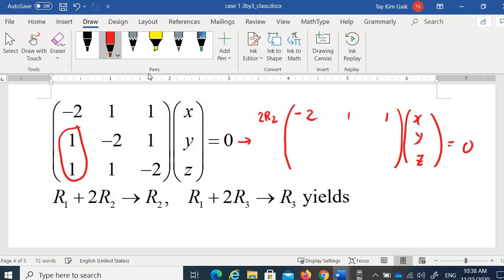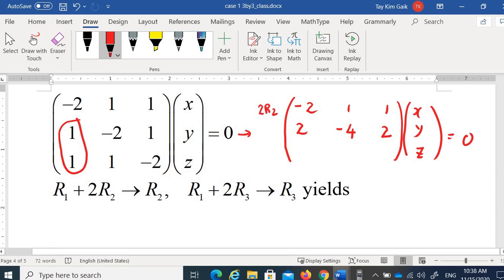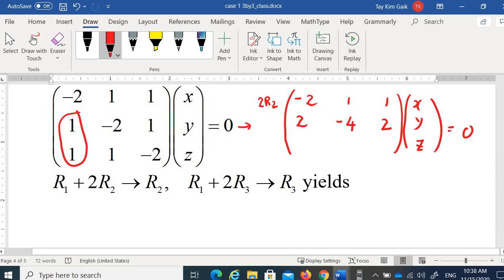If I multiply my second row by 2, so this one times 2, negative 4, this one times 2. Then if I add up row 1 and 2 times row 2, I put it into row 2. So there's no change on row 1.